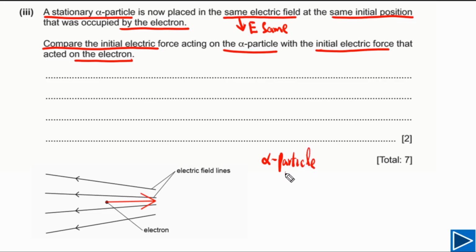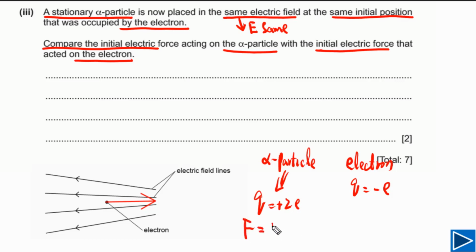The charge on the alpha particle, Q, is equal to plus 2e. But the charge on the electron is simply equal to minus e. So it means the charge on the alpha particle is double the charge on the electron, and these two charges are of opposite sign. So let's try to write down the force.